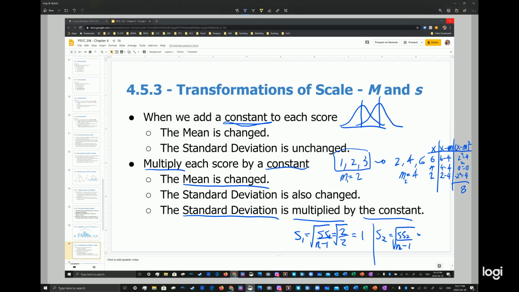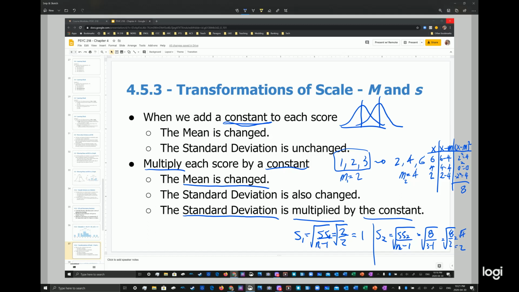In this case then, I got 8. Let me double check here one more time. Yeah, 6 minus 4 is 4. 2 minus 4 is negative 2. No, 6 minus 4 is 2. And 2 minus 4 is negative 2. Yeah, square that, and you're going to get 4 for both of these. 8 divided by 3 minus 1. I'll just write it here like that. Cool. 8 divided by 2, which is square root of 4, which is 2.